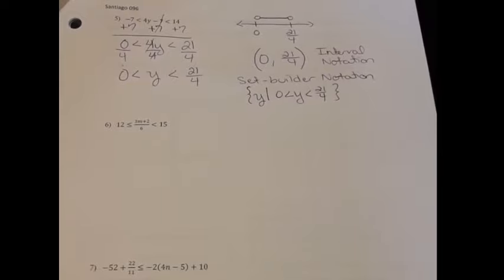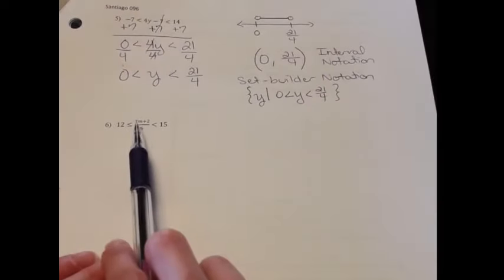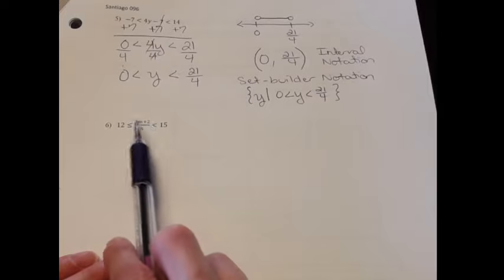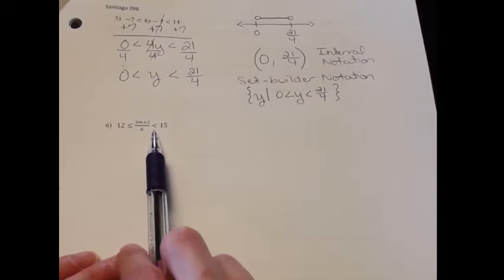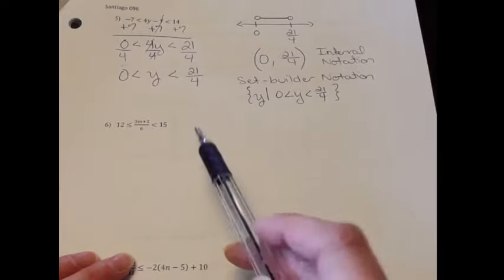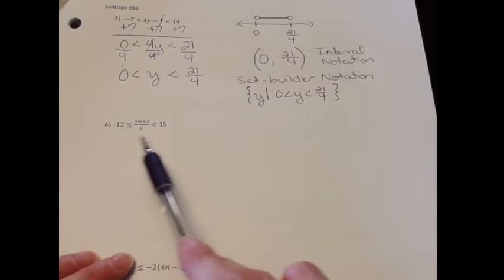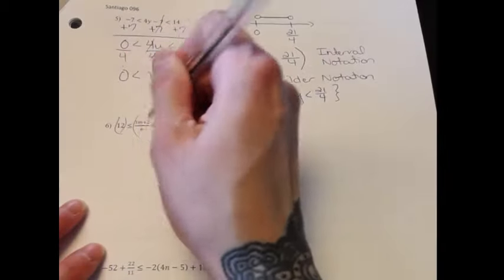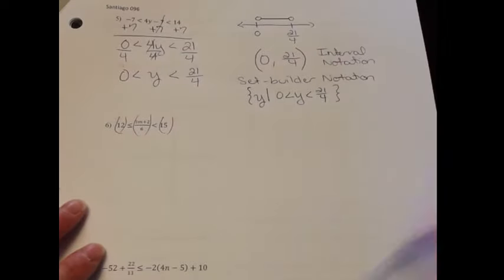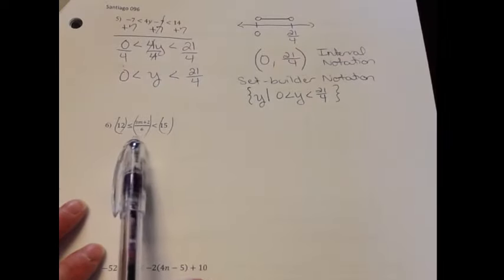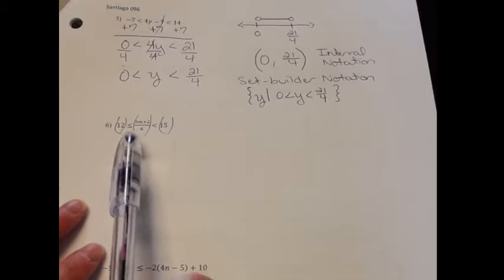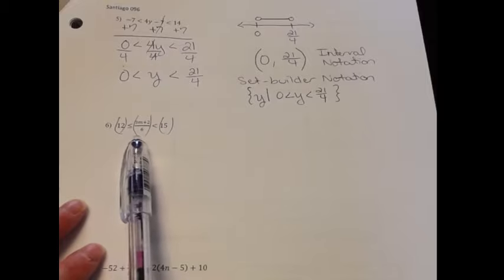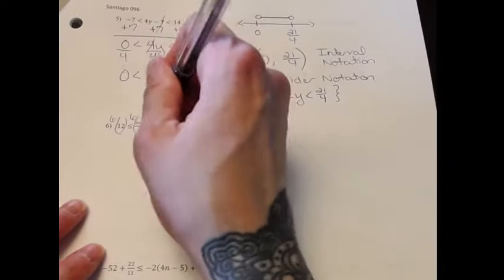For number 6, you have 12 is less than or equal to 3m plus 2 all over 6 less than 15. So with this same case, because we have a fraction here, we are going to want to multiply by the LCD to eliminate our fraction. So I'm going to multiply every term in this case by the LCD, which is 6. And honestly, think about it. 6 is the only value we have in a denominator outside of 1. So 6 is our LCD.